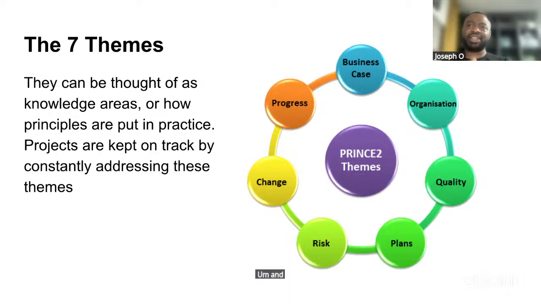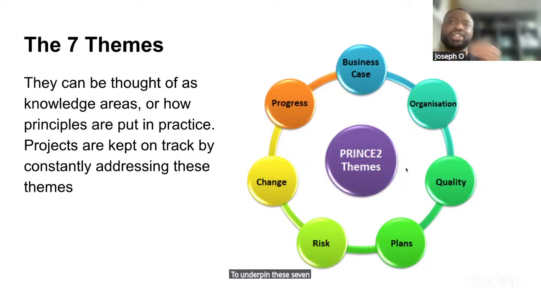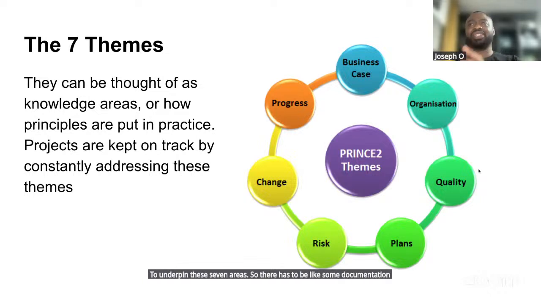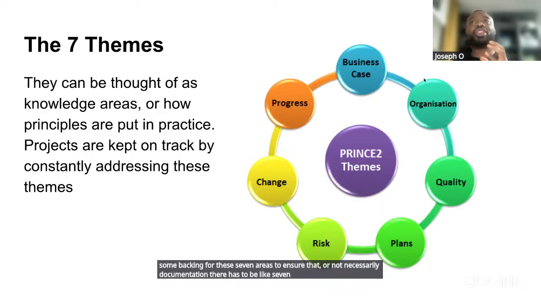And like I said, every time the project manager is managing a project, he or she has to be clear as to what documents I am using to underpin these 7 areas. There has to be some backing for these 7 areas, not necessarily documentation, but there have to be 7 things I'm doing to ensure that these 7 themes are being considered.